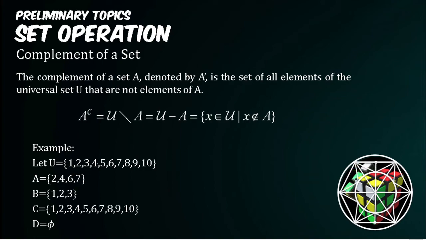So doon natin binibase. How do we do it? We collect all the elements that are present in the universal set but are not present dapat in A. So we are negating. So this is actually the same as the difference of the universal set and A. U minus A is the same as A complement. So this is the answer.